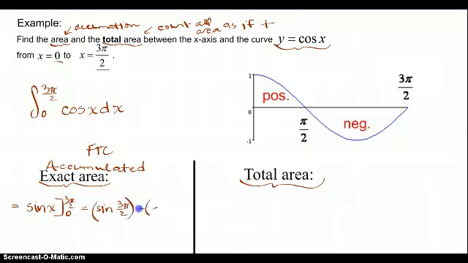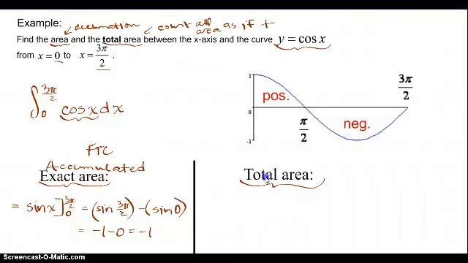So the sine of 3 pi over 2 is -1. The sine of 0 is 0. So the signed area, the accumulated area in the plane, trapped between the cosine function, the horizontal axis, over the interval from 0 to 3 pi over 2, accumulates to a value of -1.